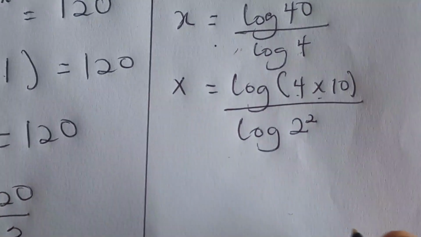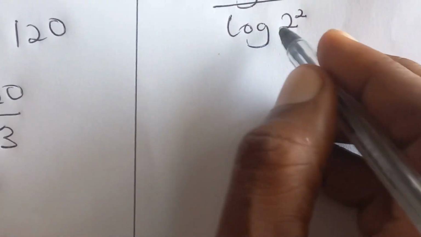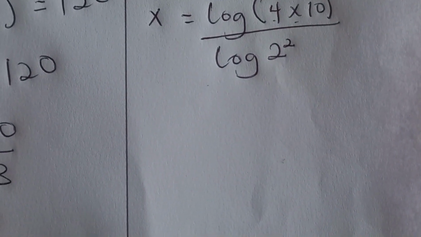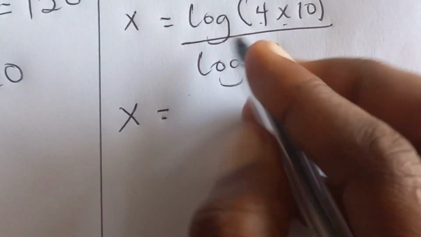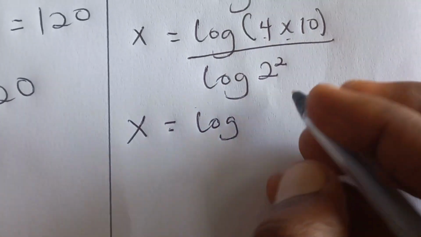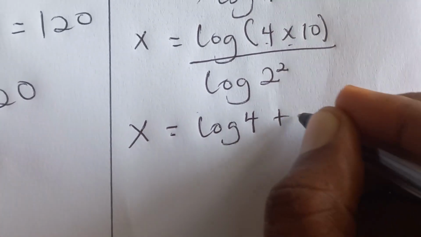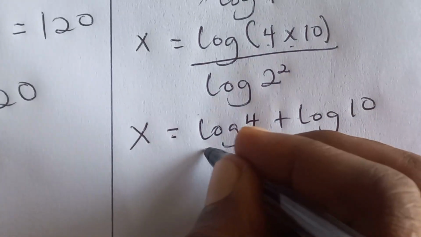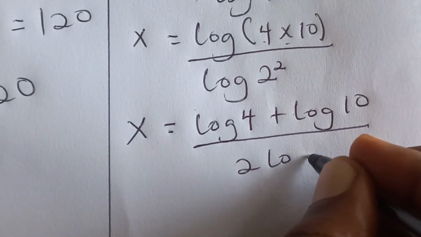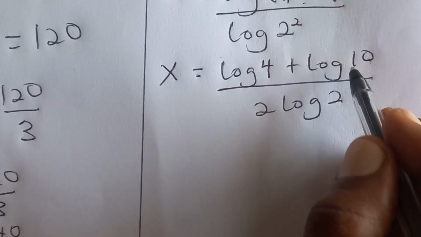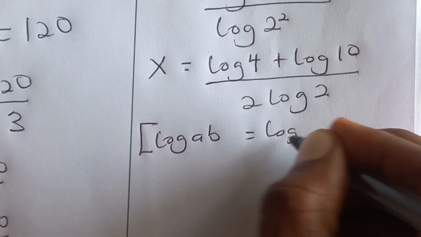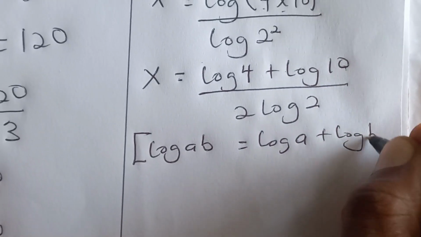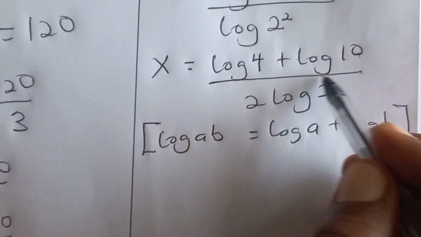Now we recall the rule again that log A exponent B is equal to B log A. So we apply it here again. We are going to get x is equal to log 4 plus log 10 all over 2 log 2. The expression here, we use the rule that log AB is the same as log A plus log B. That's how come we had log 4 plus log 10.